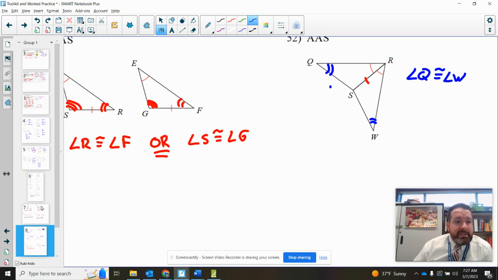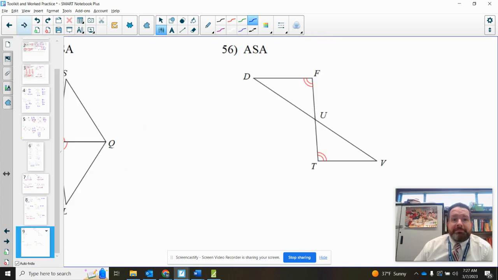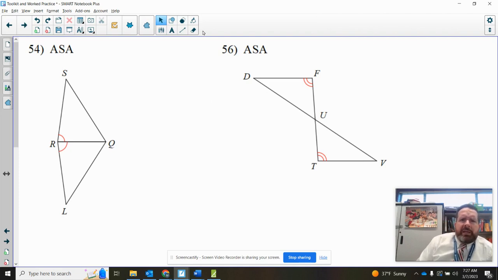And then let's see, do we have more? We do have more. Let's keep going. Okay, what do I know that isn't already marked? I know RQ is the same as itself. So for ASA on the top, I've got to have this angle. For ASA on the bottom, I've got to use that angle.